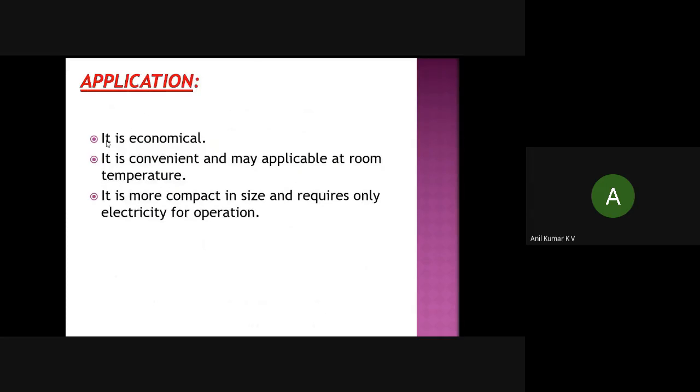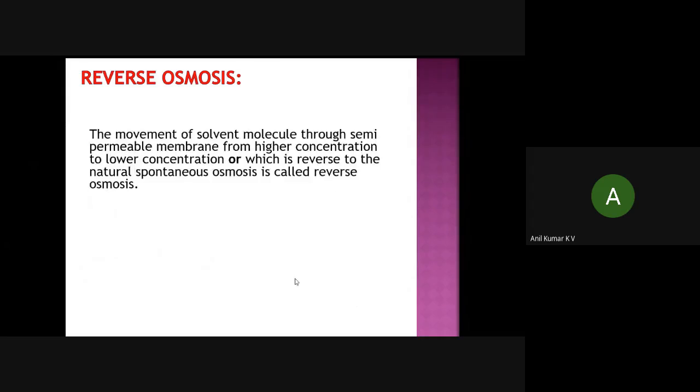Applications: it is economical, it is convenient, and it is applicable at room temperature. It is more compact in size and requires only electricity for operation. The second method is the reverse osmosis method, commonly called the RO plant or RO method.